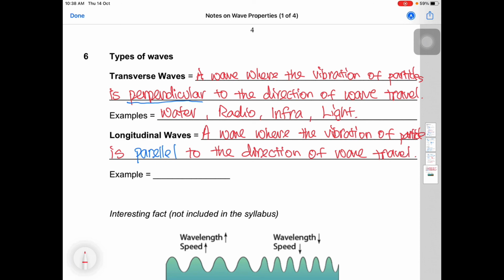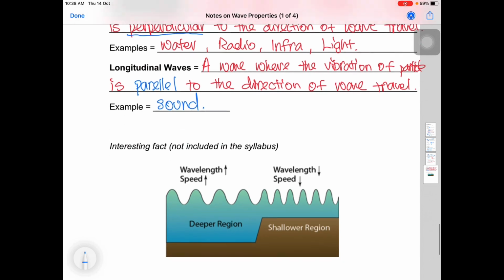Please go and remember these two definitions. I will explain what a transverse wave and a longitudinal wave are. I think a video would serve very nicely, and we'll watch that video in class. An example of a longitudinal wave is a sound wave. Sound is the only longitudinal wave that you'll learn. And that is it.